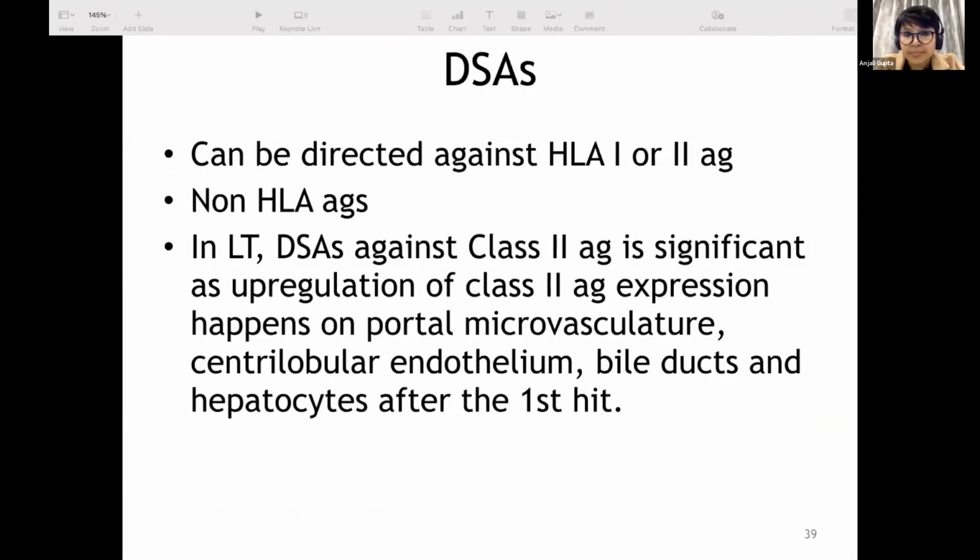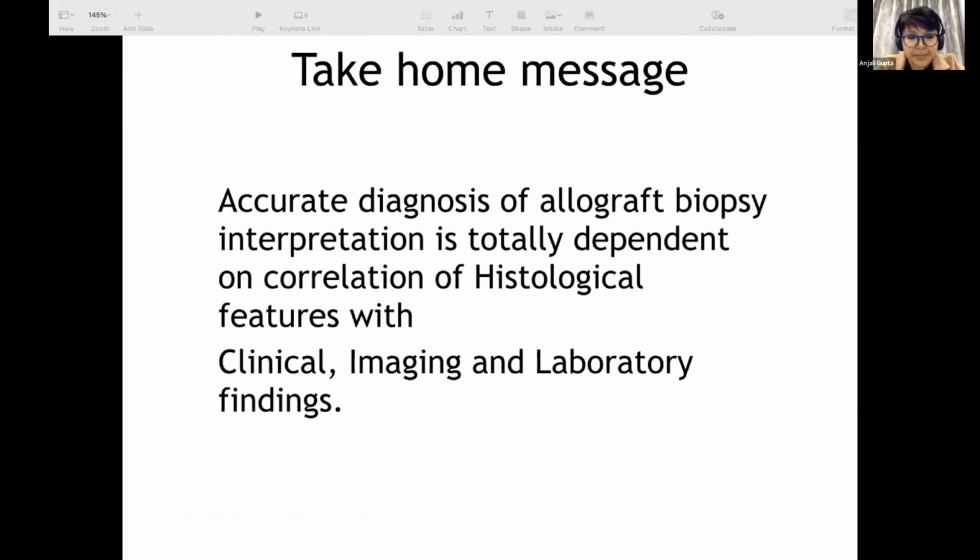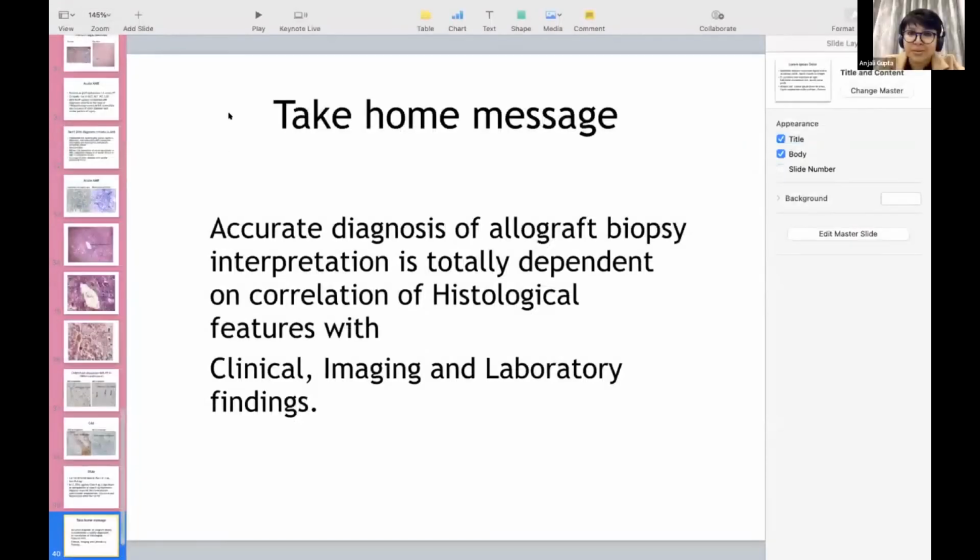Okay, I wanted to speak a bit about DSAs, but I think accurate diagnosis of allograft biopsy interpretation is totally dependent on correlation of histological features with clinical, imaging and laboratory findings. I think it was a much rushed discussion. Thank you so much.